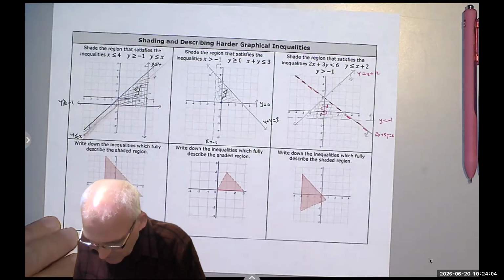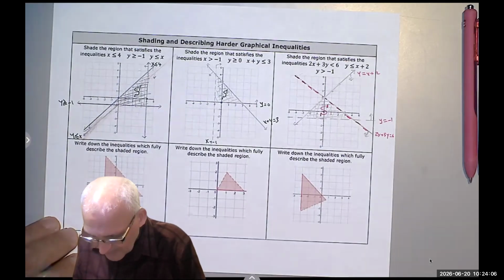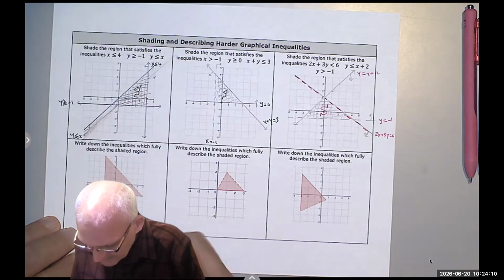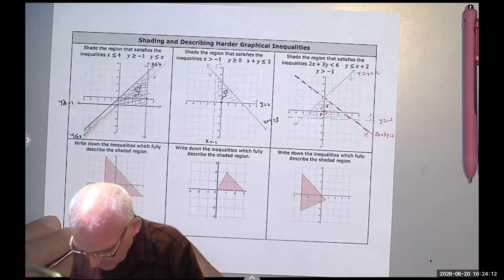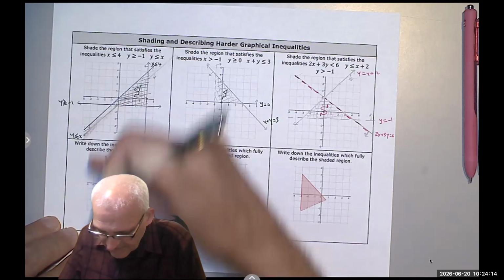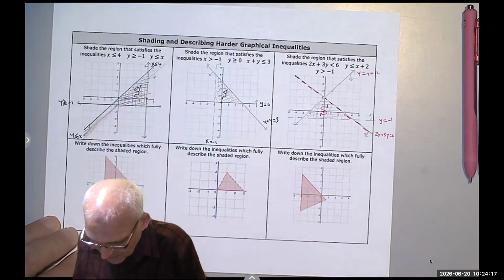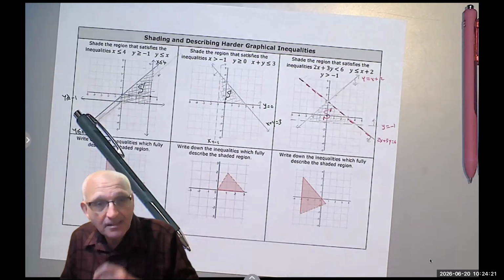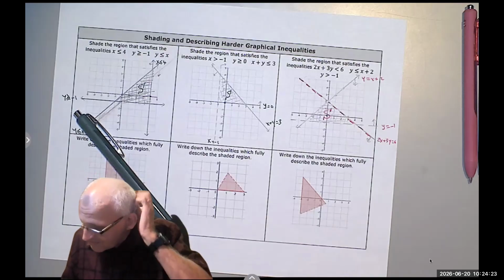This one is horizontal, so it's y. Solid, so there is equal. This is -2, also -2. Above it, meaning greater than or equal. The last one is a straight line, but it's strictly greater than or less than.